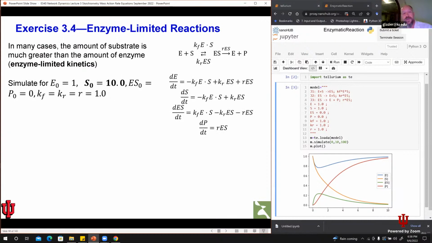If I have a lot of substrate compared to the amount of enzyme, what happens? So here's our next exercise. Make the amount of substrate 10 times more. What's going to happen? Somebody tell me. This is called an enzyme limited reaction. I have plenty of substrate, but I don't have a lot of enzyme. That happens pretty commonly. Somebody want to tell me what you got?